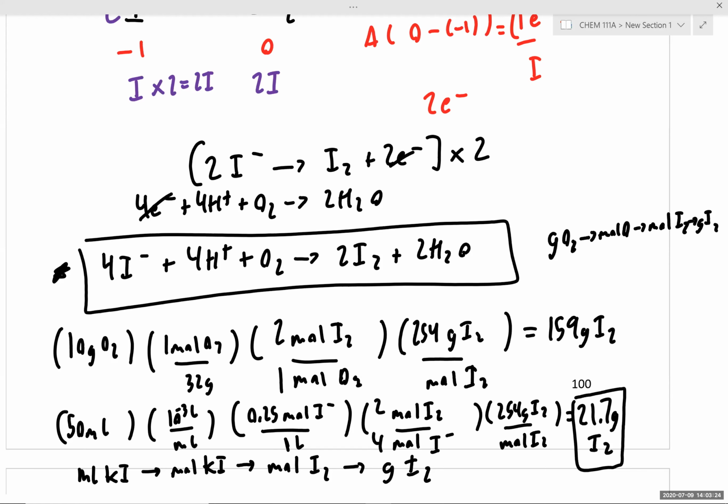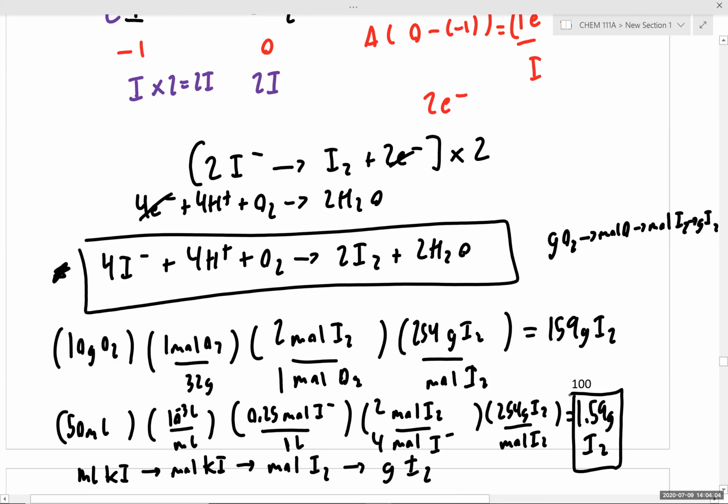Hey, Professor, I got a different number for that second iodine count. Okay, let me check. 50 times 0.25 over 2 times 254 over 1,000. That gives us 1.59 grams. Sorry about that. There must have been a missed decimal point in my calculator.